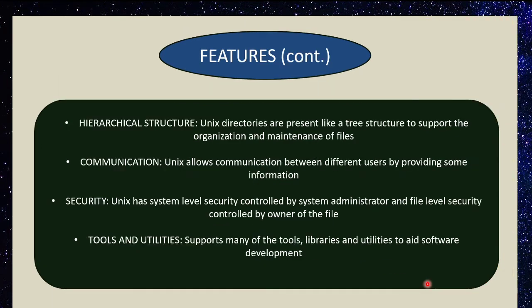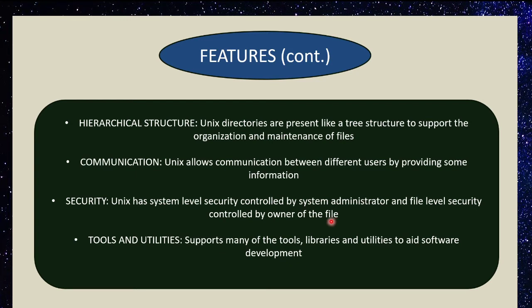Continuing with the features of the UNIX operating system, we can say that it has a hierarchical structure, meaning UNIX directories are presented like a tree structure to support the organization and maintenance of files. UNIX allows communication between different users by providing some user information. UNIX has system-level security, which is controlled by the system administrator. It also has file-level security, which is controlled by the owners of the files.